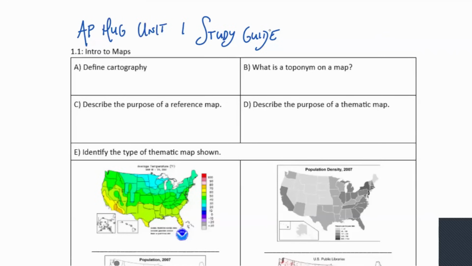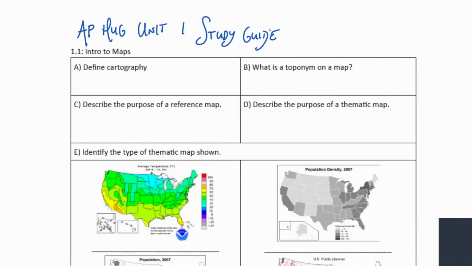Hey everyone, we're going to be doing a Unit 1 study guide for AP Human Geography here. The study guide, the blank document, is found in the description below. You can fill it out, you can do it with me, you can check over your answers, whatever you want to do. We're going to be going through 1.1 all the way up to 1.7 in that order. And we're just going to really discuss some of this content here.